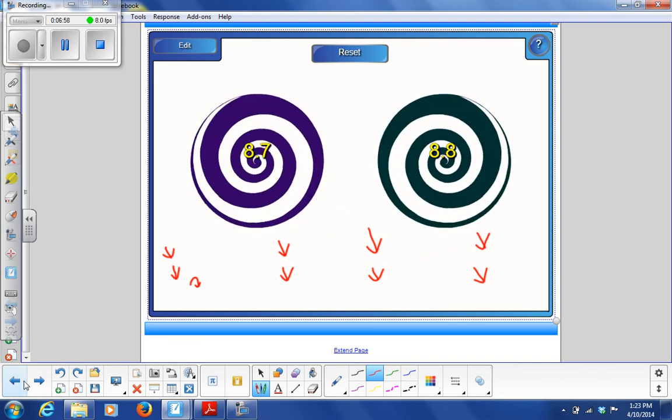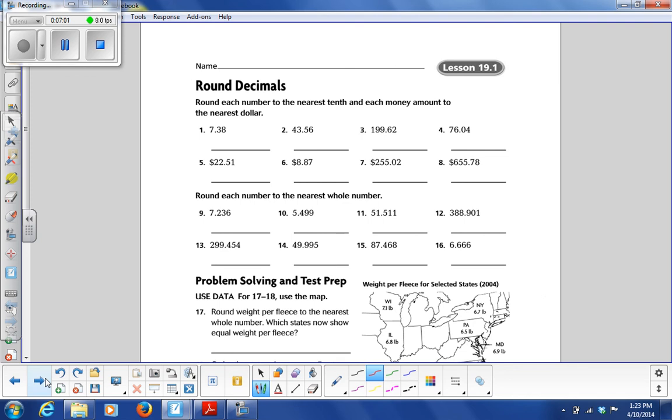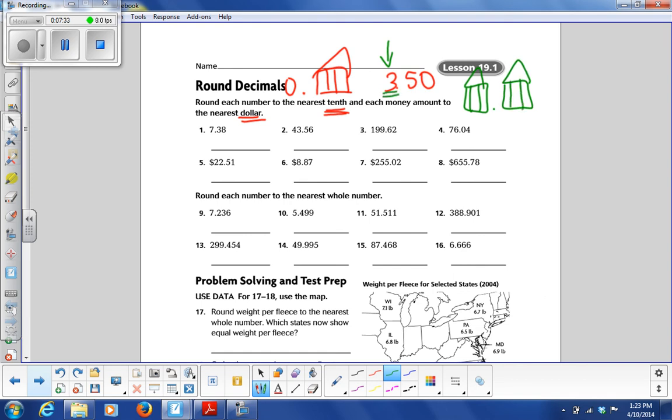Okay, let's take a look at our practice book page. All right, so we're going to round each number to the nearest 10th. Okay, so remember, 10th is here in this first room of the house. Okay, and each money amount to the nearest dollar. Okay, where is a dollar? If I looked at $3.50, where is my dollar? Here. Okay, so if we're remembering our houses, this would be in my ones house. Okay, so I'll be rounding to this dollar amount.